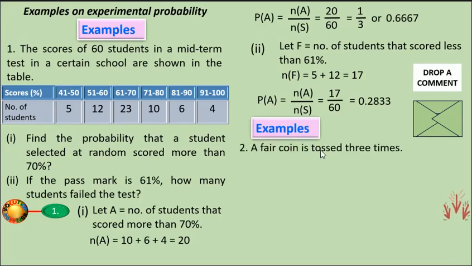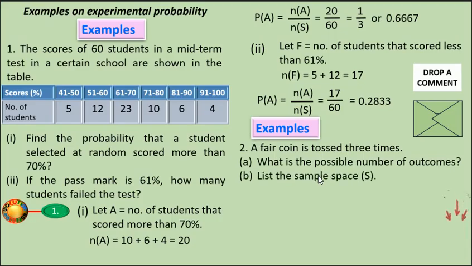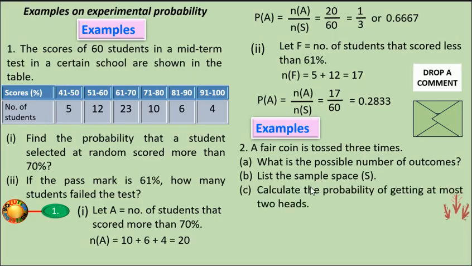A fair coin is tossed 3 times. The first question says, what is the possible number of outcomes? Number B, list the sample space. Number C, calculate the probability of getting at most 2 heads. At most, highest 2 heads. Now let's solve this question together.